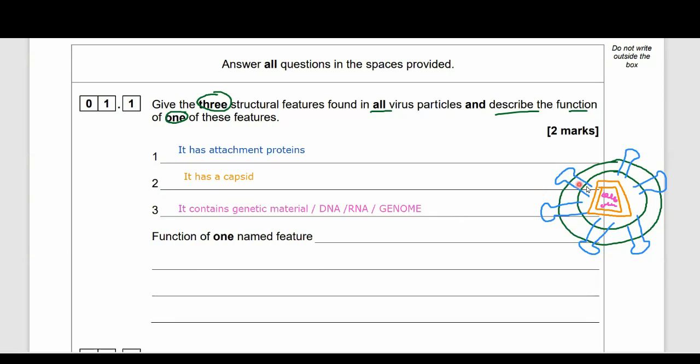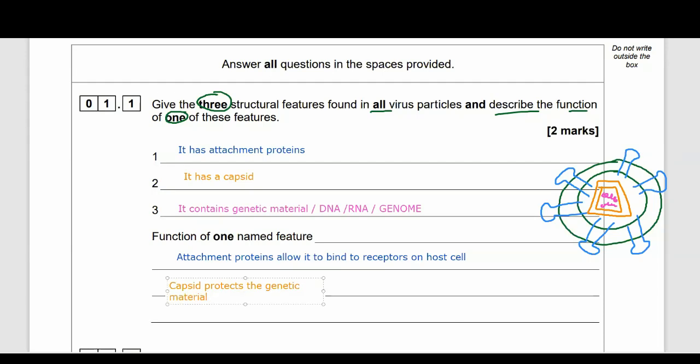Right, now we have to explain the function of just one of those features. So I'm going to do them color coordinated. So first we'll explain the function of the attachment proteins, which I've already mentioned. They allow the virus to attach to receptor sites on the host cells. A specific example you have to know is that the HIV virus attaches to the CD4 receptors on T cells.